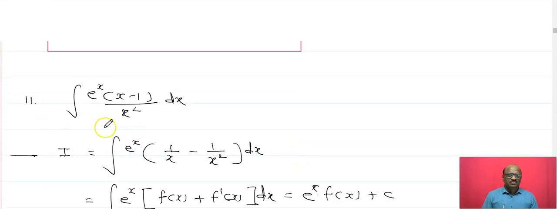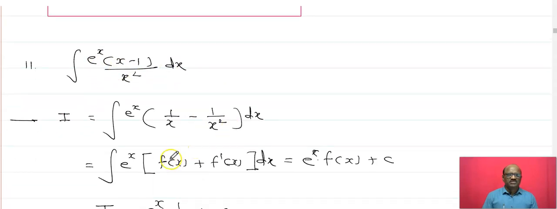Now next example, that is integral e raised to x in bracket x minus 1 upon x square into dx. Now split this up: integral e raised to x, that is x upon x square is 1 upon x, minus 1 upon x square. Now see here, integral e raised to x. What's the f of x? F of x means 1 upon x. What's the f dash of x? Minus 1 upon x square.